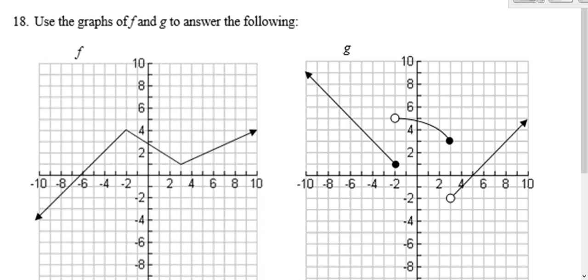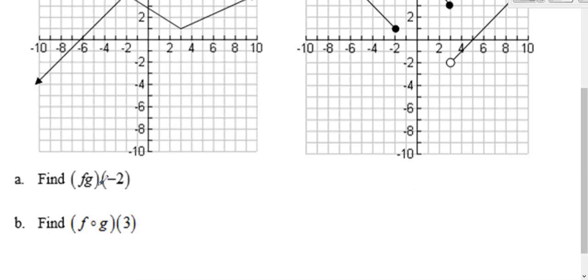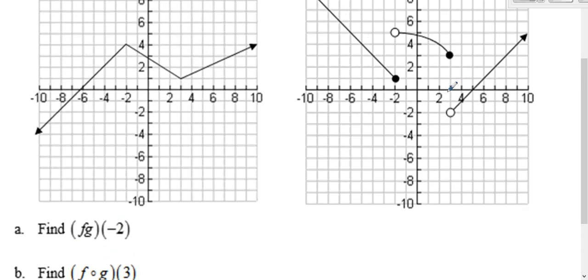Using these graphs to answer the questions, f times g of negative 2. That means we want both values at negative 2. At negative 2, we get a value of 4 for f. And we get a value of 1 for g. F times g, so we multiply 4 times 1, you get 4.